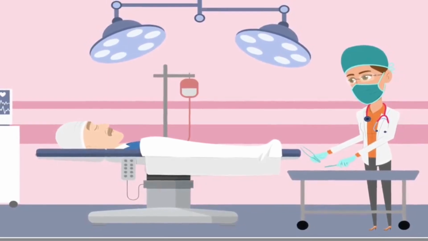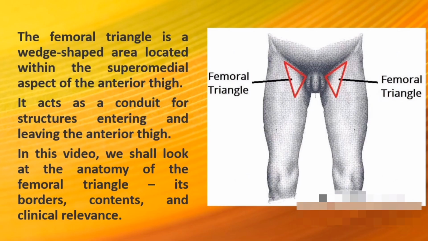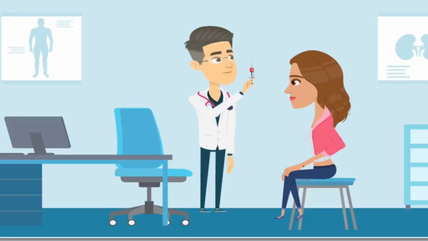Without further ado, let's dive into today's topic, the femoral triangle. The femoral triangle is a wedge-shaped area located within the superomedial aspect of the anterior thigh. It acts as a conduit for structures entering and leaving the anterior thigh. In this video, we shall look at the anatomy of the femoral triangle, its borders, contents, and clinical relevance.